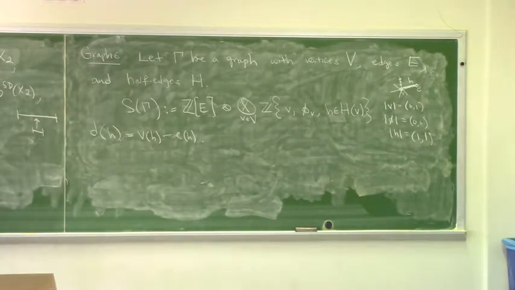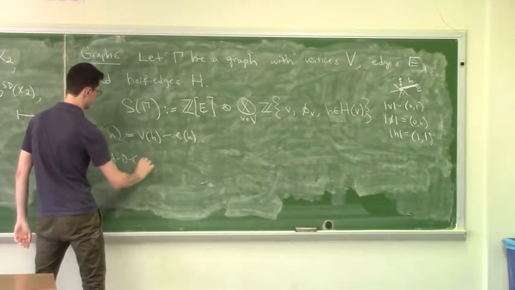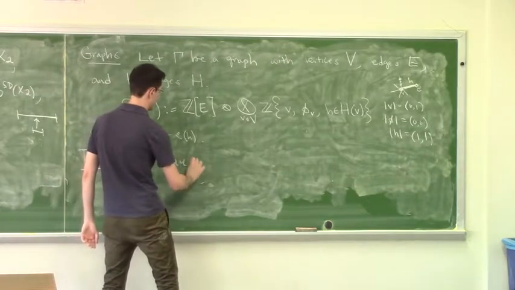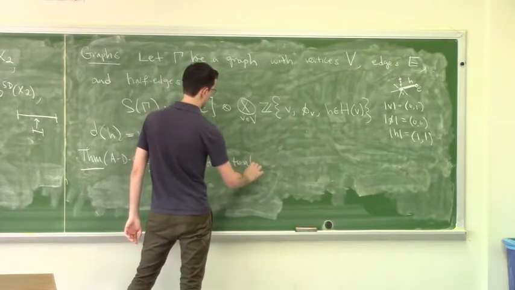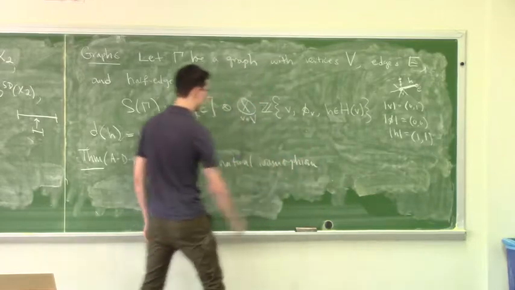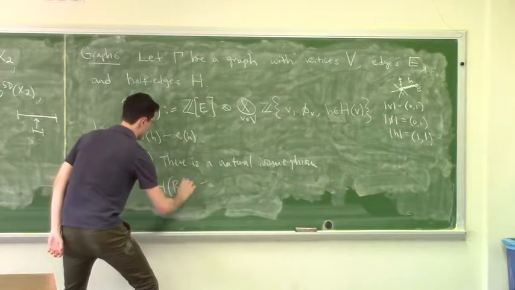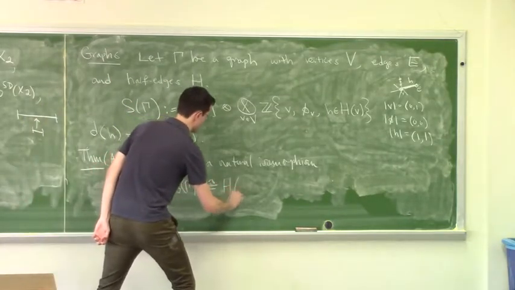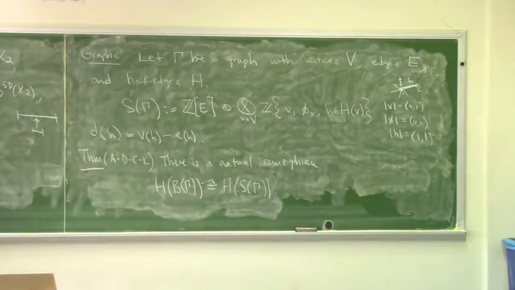And the theorem is that there's a natural isomorphism of bigraded abelian groups between the homology of the configuration spaces of the graph and the homology of S, as you might have guessed.